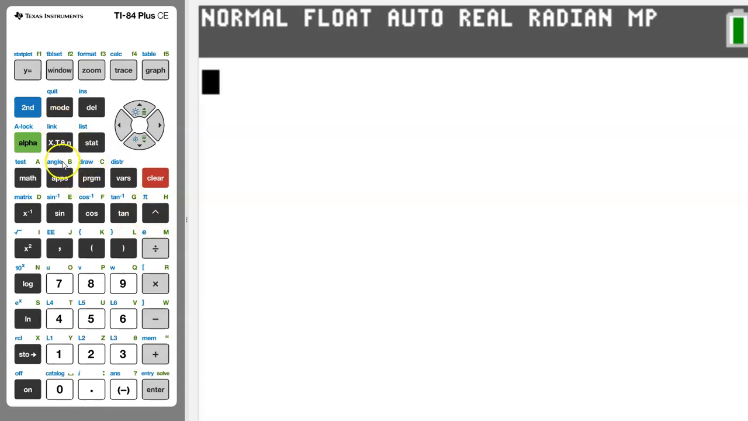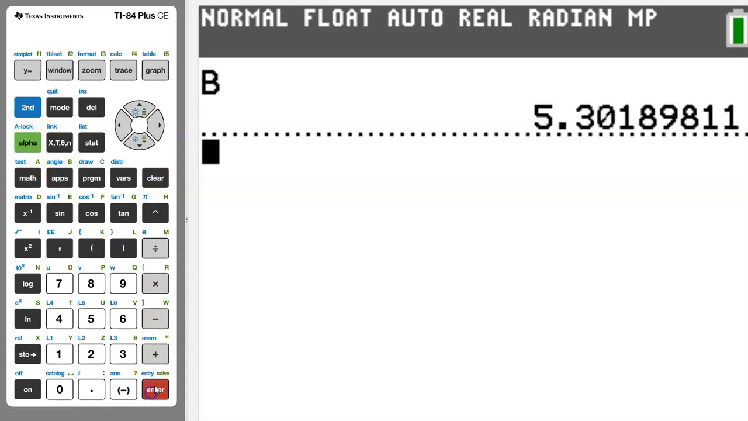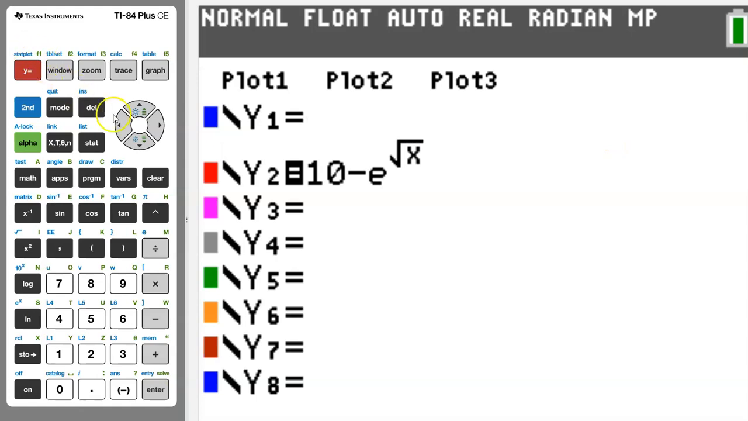For example, remember that I stored the value 5.302, etc. into the letter b. So the letter b contains this entire number, not a rounded value. So keep that in mind. Also remember that I typed the function g prime into y2. So if I want to find g double prime, I want to find the derivative of y2.